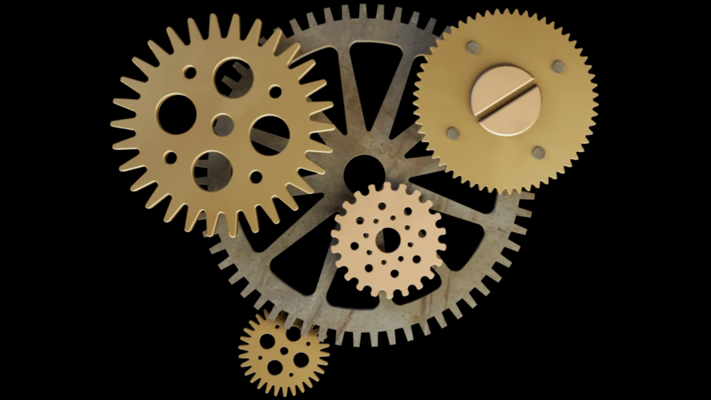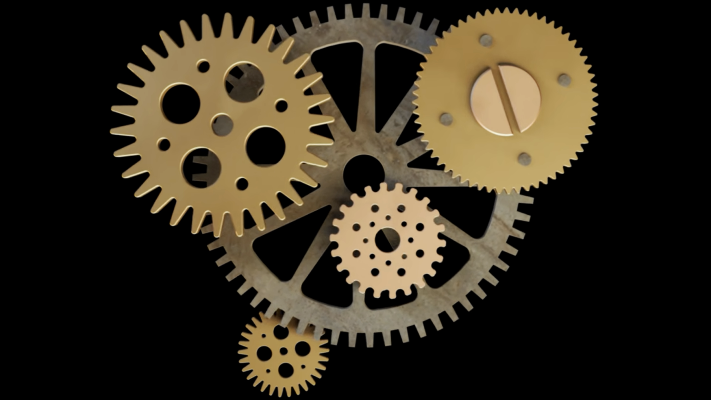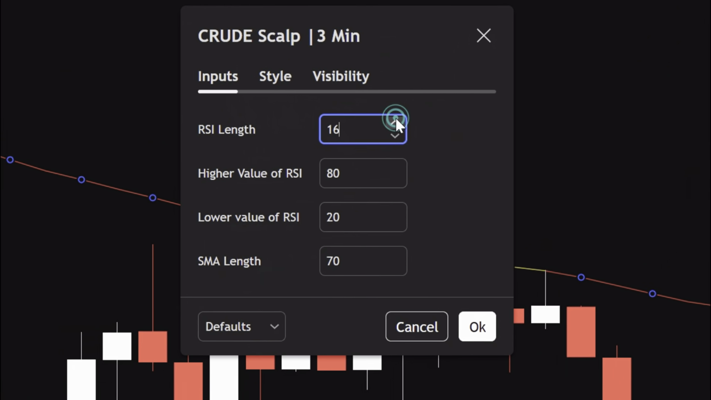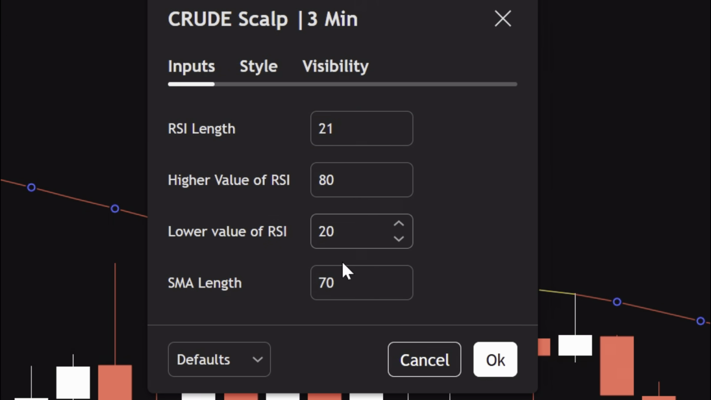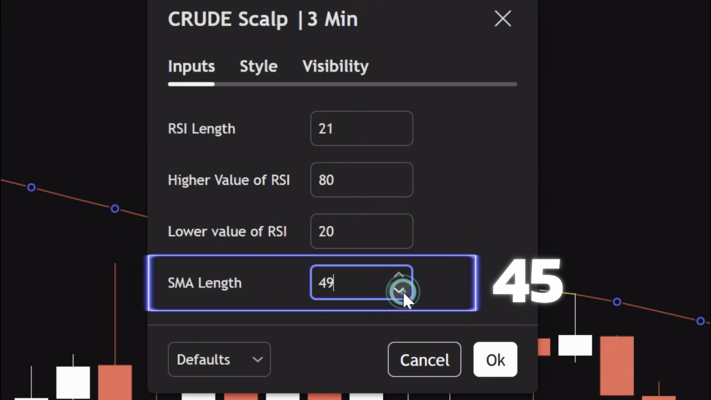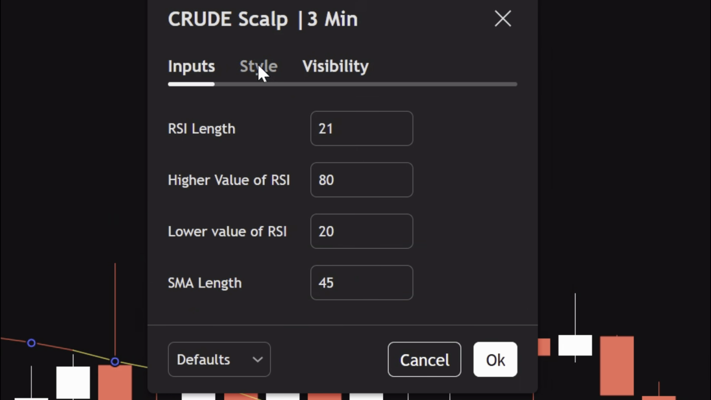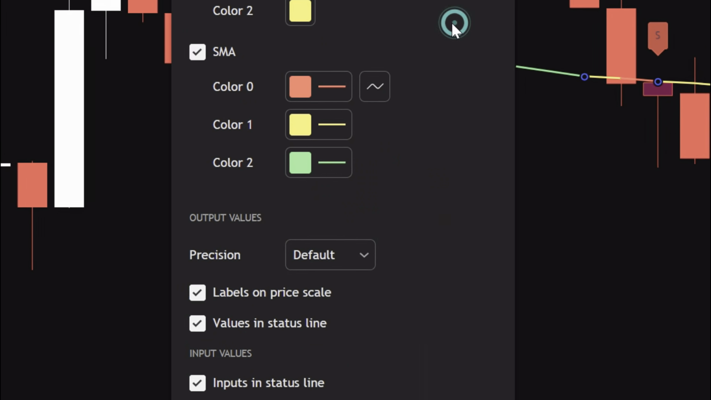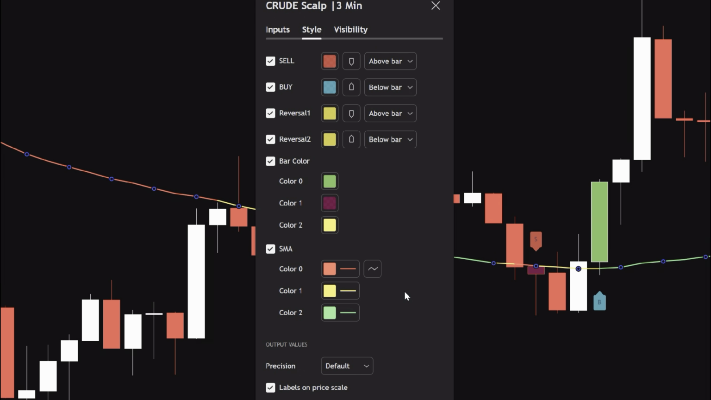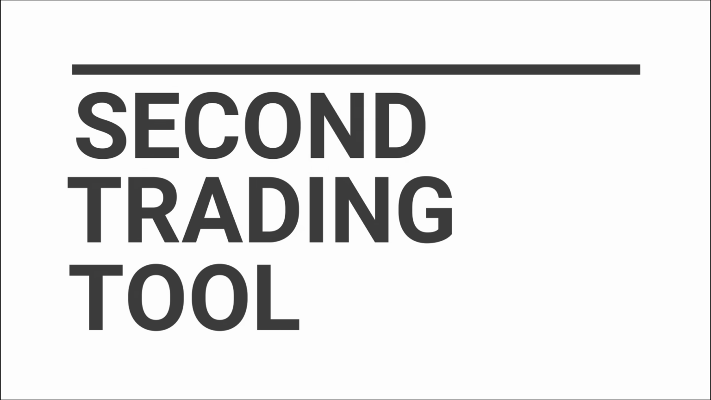So before we fix this, we adjust the settings. RSI length goes to 21. SMA length goes to 45. This smooths out some of the chop, but it is still not enough. You need a second layer. That's where the trend filter comes in.